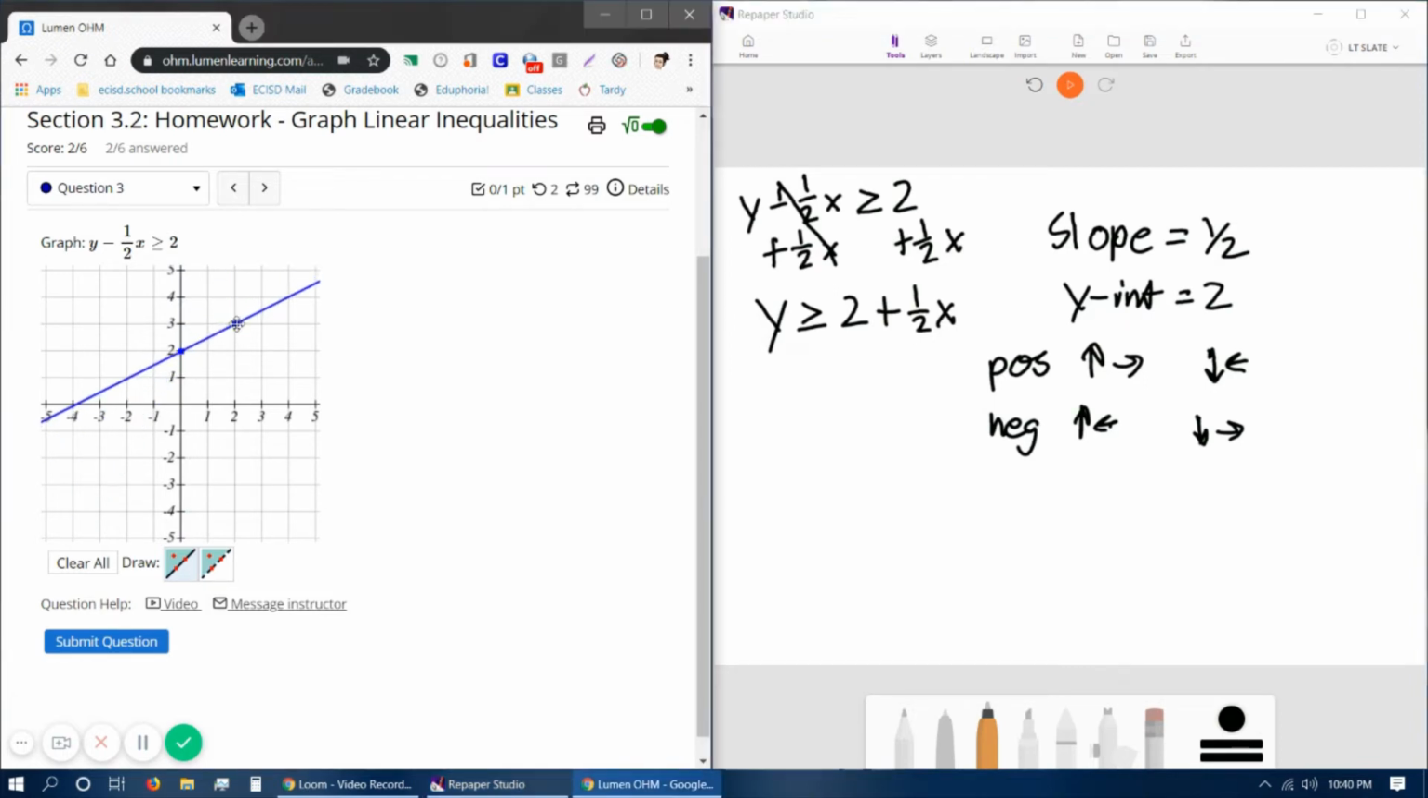Remember that if your slope is negative, you'll move left instead. Now that I have my line, I need to do my shading. The equation says that y is greater than or equal to 2 plus 1/2 x. Greater than or equal to means we need to shade above. Remember, you can look at the top of the grid lines if you have trouble figuring out which section is above the line. So I'll place my dot here, and this question is done.